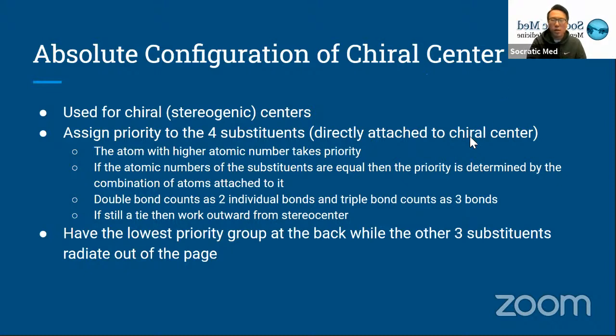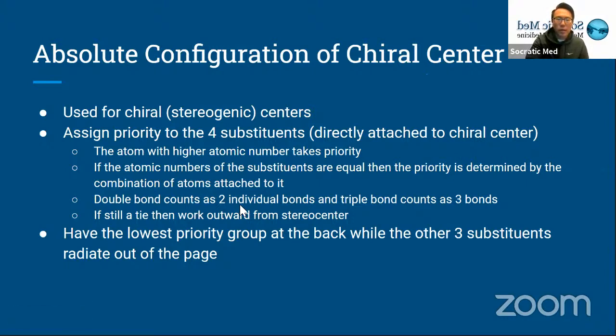So if one carbon has another carbon attached to it, while the other one has a nitrogen attached to it, then the one with the higher atomic number attached directly to that carbon has the higher priority. When they have the same priority, then you move to the next atoms: if the atomic number is the same, priority is determined by the rest of the atoms attached directly to that substituent. And for double bonds, you have to count them as 2 individual bonds, and triple bonds as 3 individual bonds.